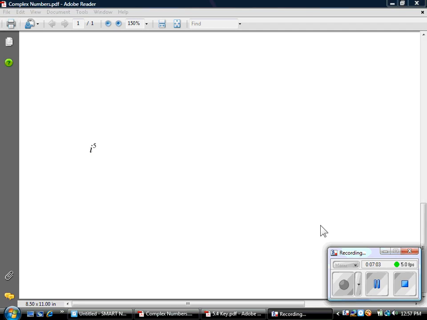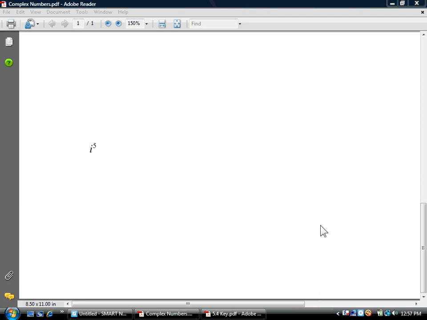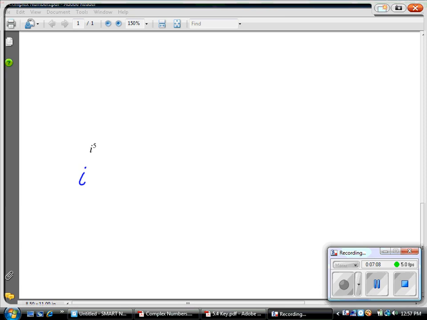Now you might be saying, well, if we just are saying that this is i, that it's not in standard form. Well, technically it is. If standard form says a plus bi, a can be 0, b would be 1, and i would just be i. So again, i to the 5th does simplify down to regular i.